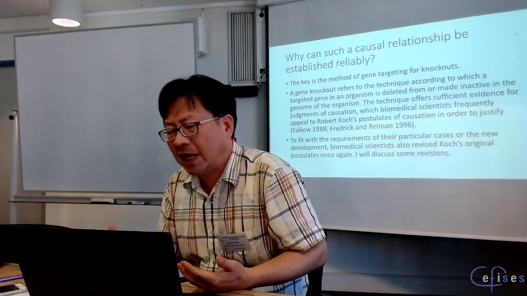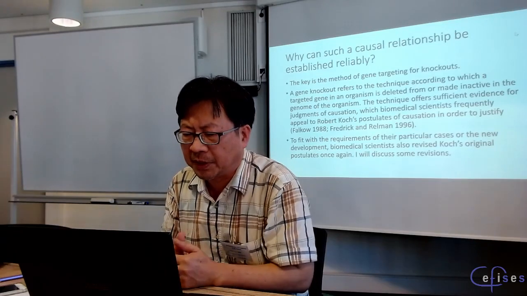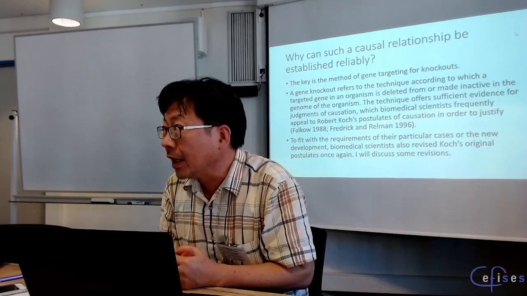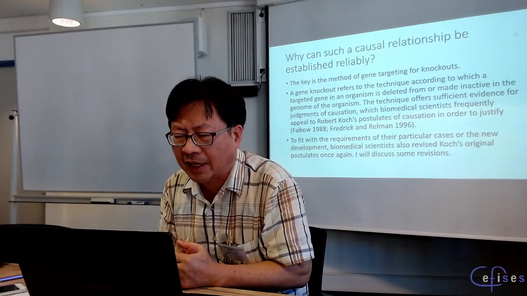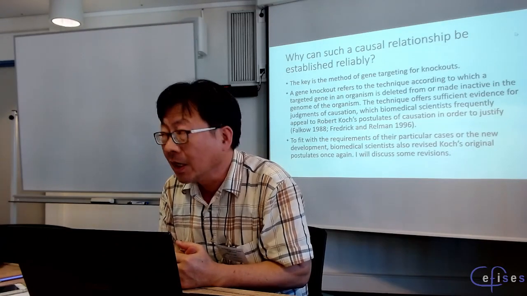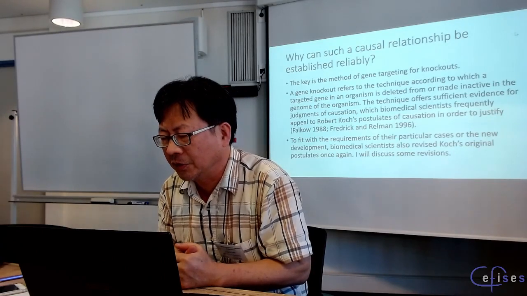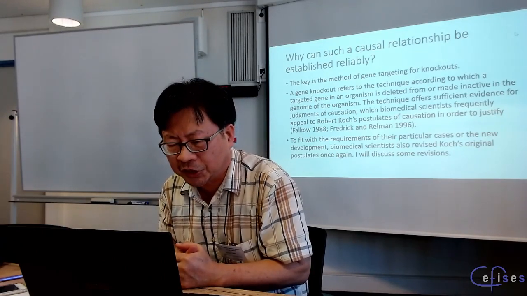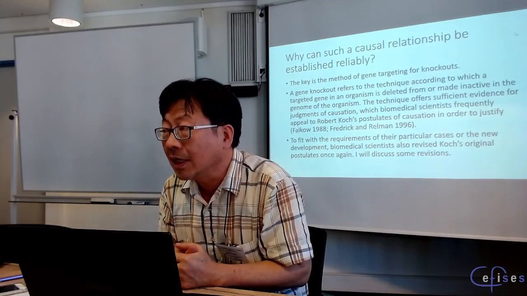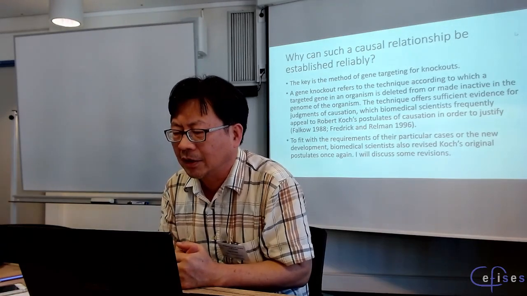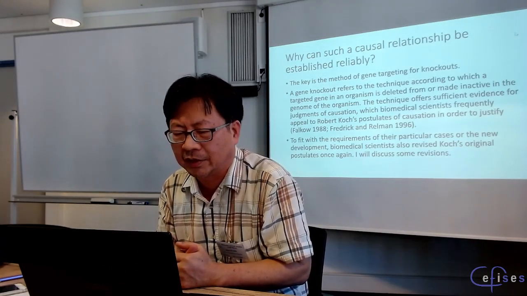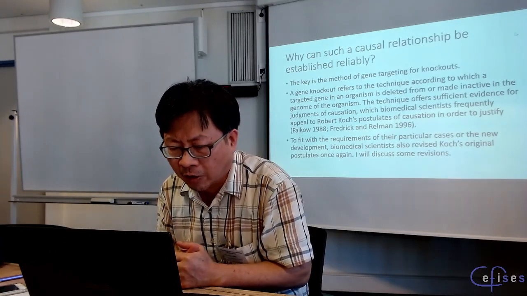Why can such a causal relationship be established reliably? The key is the method of gene targeting for knockouts. A gene knockout refers to the technique according to which a targeted gene in an organism is deleted from or made inactive in the genome of the organism.